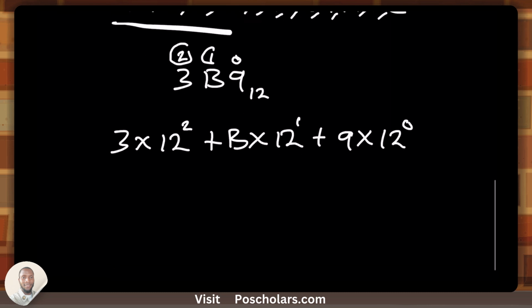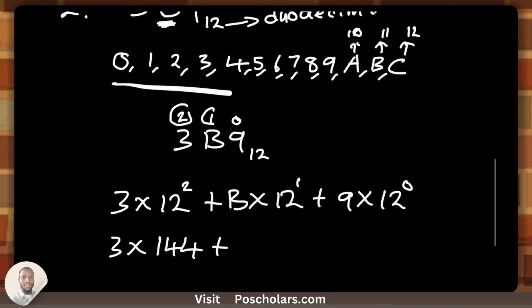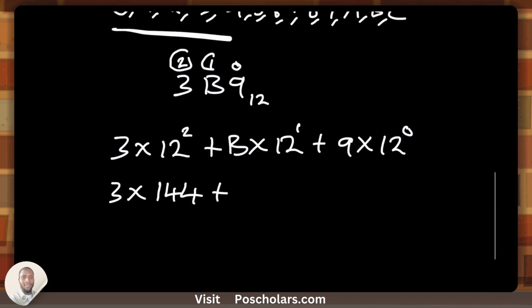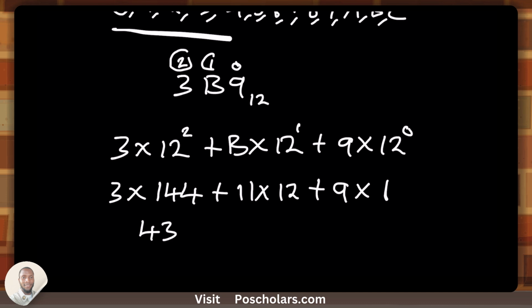Now moving on, what does that mean? 3 times 12 raised to power 2 means 144 plus, now what does B represent? B represents 11, I told you already. So you have 11 times 12 raised to power 1, which is the same thing as 12, plus 9 times 12 raised to power 0, which is the same thing as 1. So 3 times 144 gives 432.